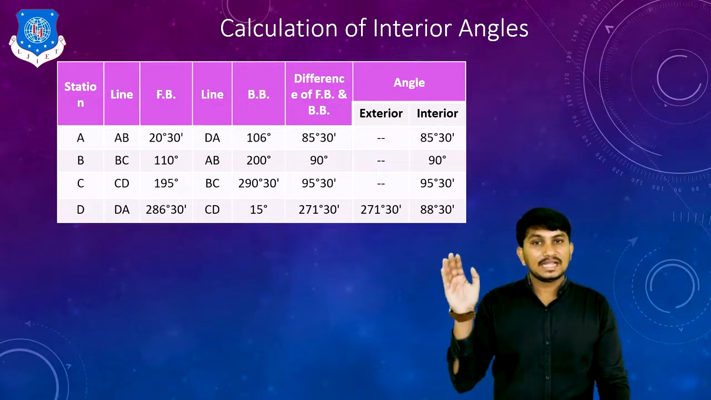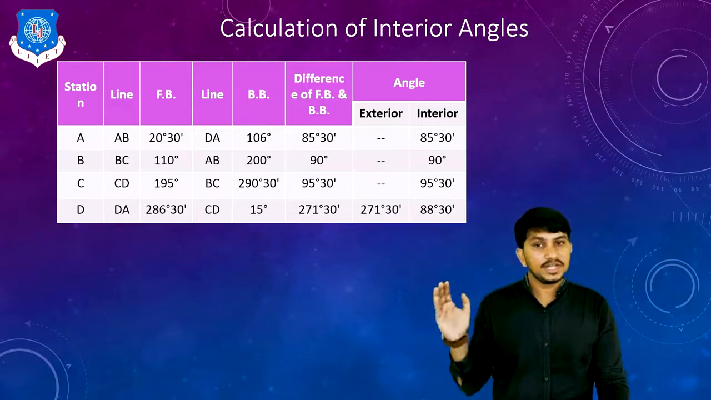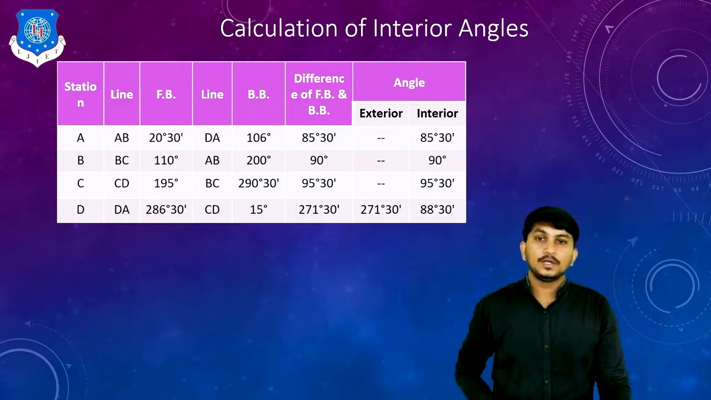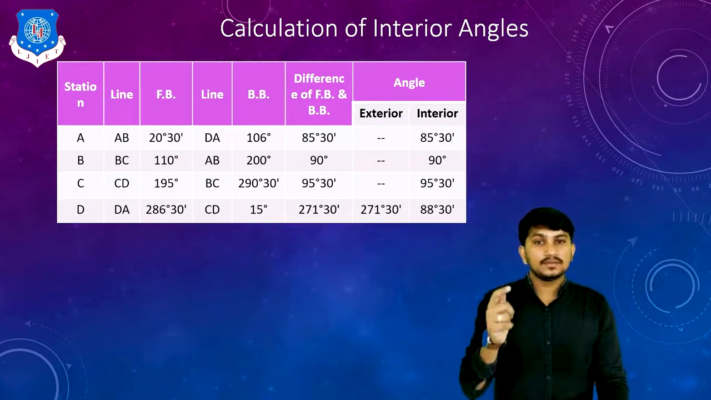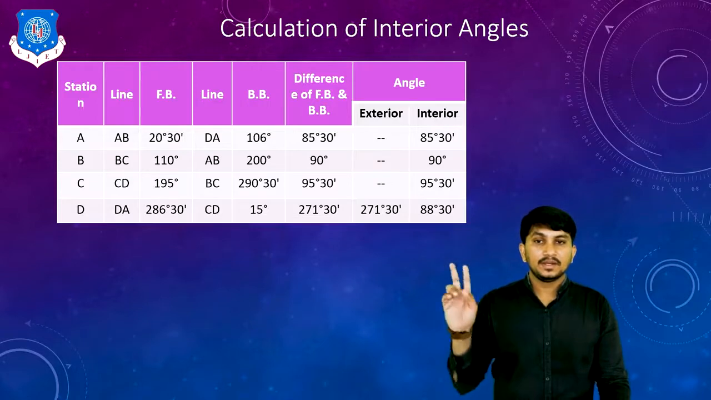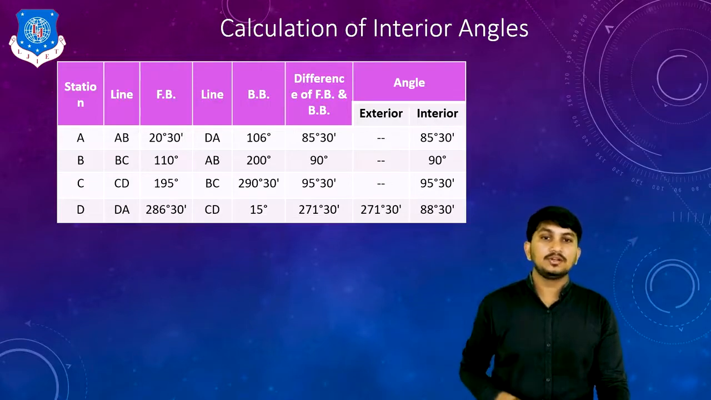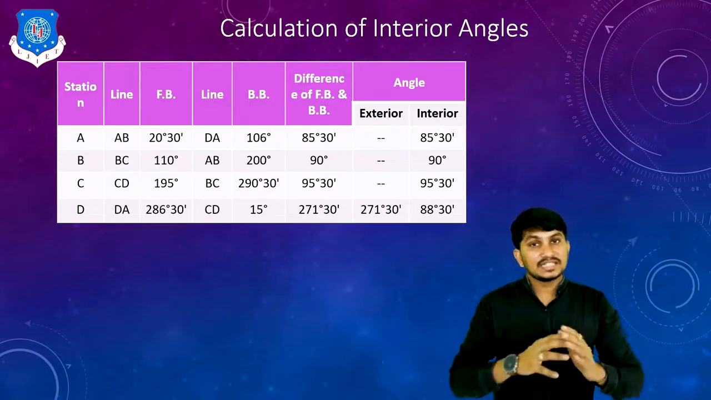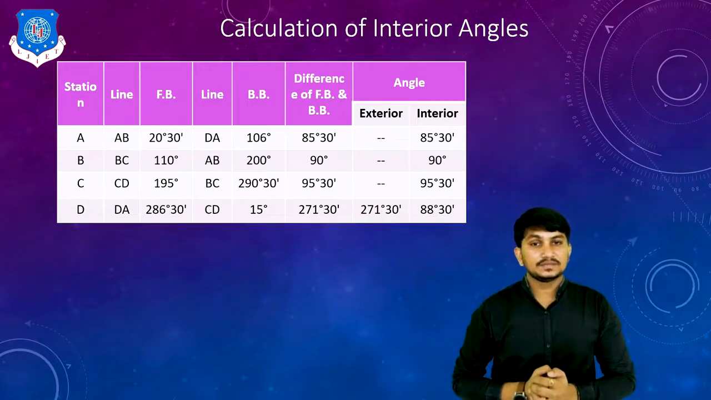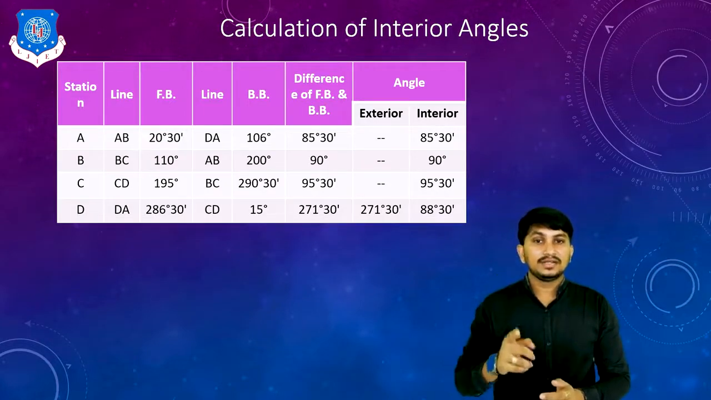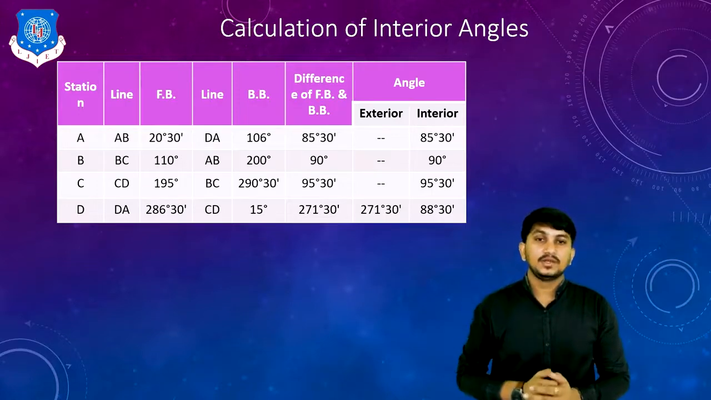Okay, for station D, the forward line is DA, FB of DA is equal to 286 degrees 30 minutes. The backward line is CD, BB of CD is equal to 15 degrees. The difference between FB and BB is equal to 271 degrees 30 minutes, which is greater than 180 degrees, which means it can be an exterior angle. Okay, so we write this difference in the exterior column.